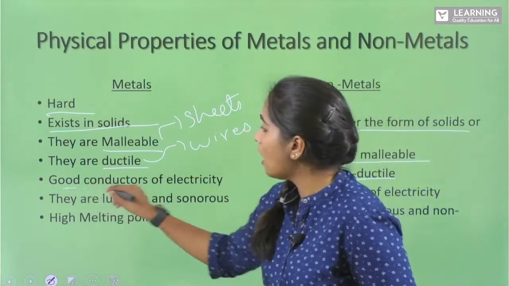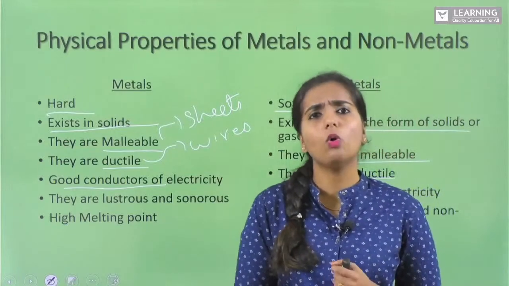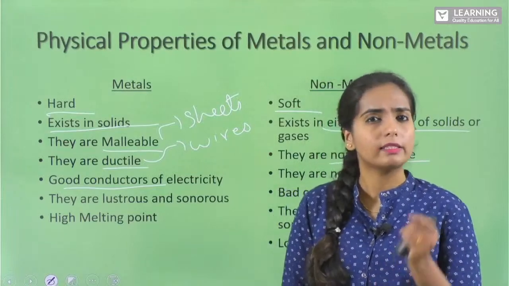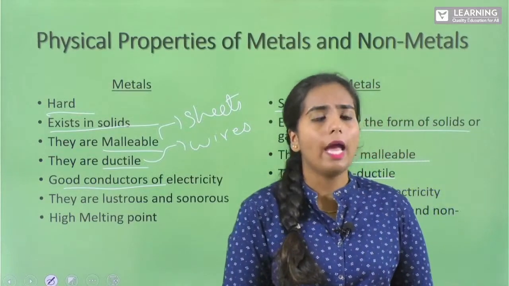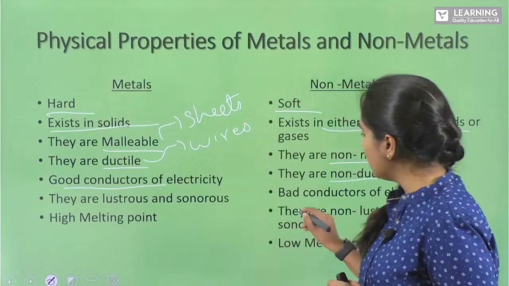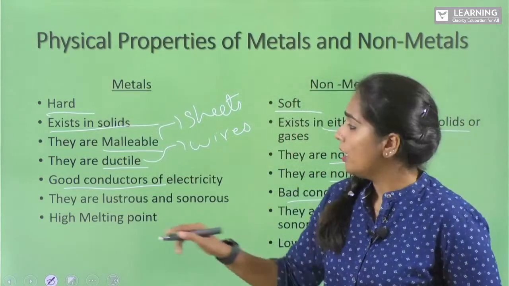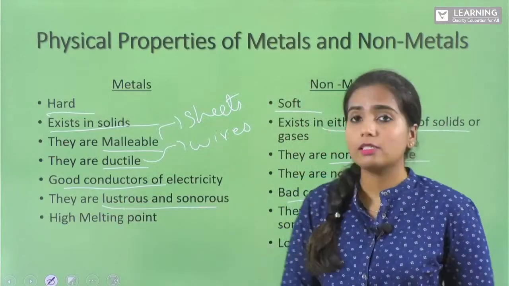Moving on, metals are good conductors of electricity. Metals allow the electricity to pass, and that is called being a good conductor of electricity. When it comes to non-metals, they are bad conductors of electricity. Then metals are lustrous and sonorous.